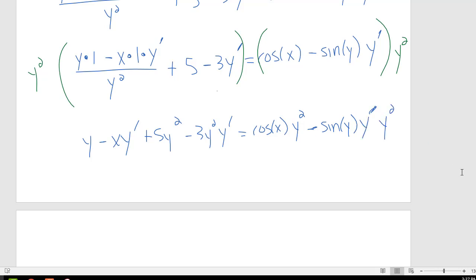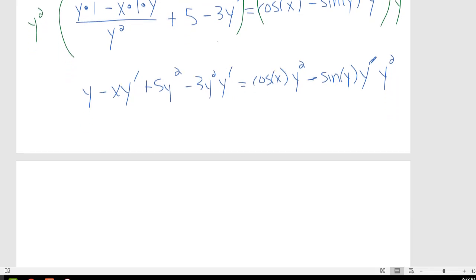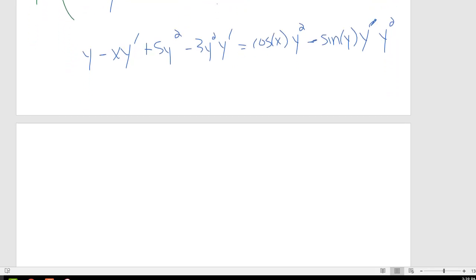All right. Now, I'm going to do what I did in that very first example. Everything that has a y prime, I'm going to bring to the left-hand side of the equation. And then everything that doesn't have a y prime, I'm going to bring to the other side of the equation. So bear with me for a moment as I try to do this in an efficient manner. I don't want to have to write every step down.